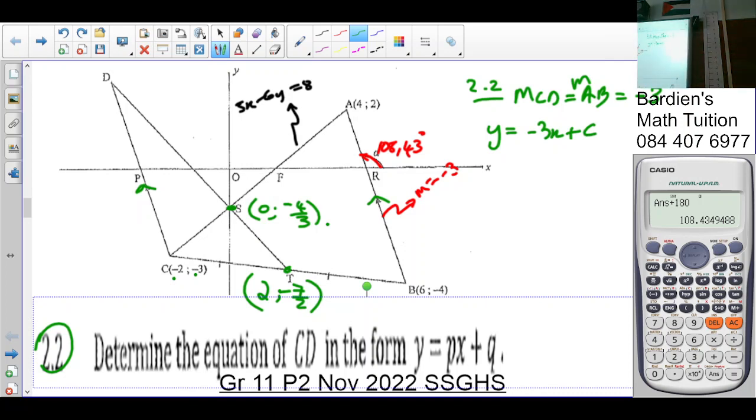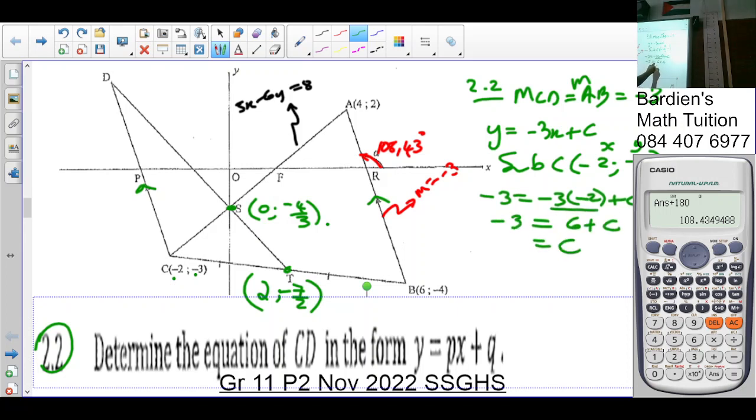So in order to calculate the equation of the straight line, I need at least one point on that line. Do I have a point on that line? Yes, I have C. So you substitute C, which is negative 2 and negative 3, remembering that's an x and a y. So you got negative 3 is equal to negative 3 times negative 2 plus c. That is 6, not so? So c is going to give you negative 9. As you can see, if you draw a line here for CD, it will cut your y-intercept very low, in this case negative 9. So y is equal to negative 3x minus 9.